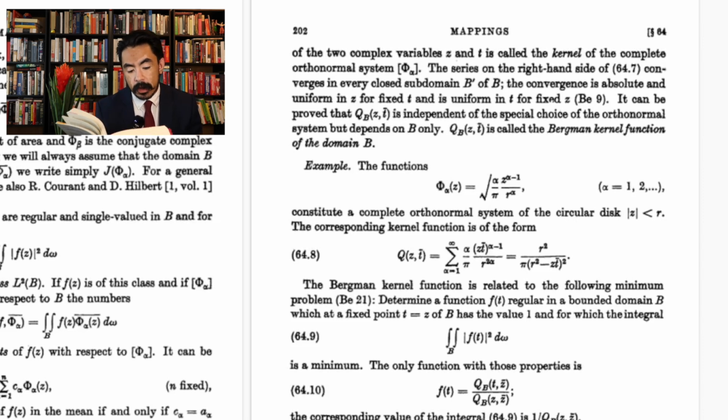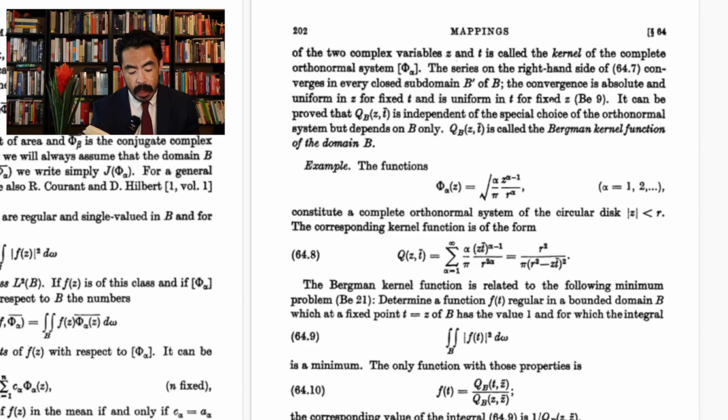It can be proved that Q_B(z, t̄) is independent of the special choice of the orthonormal system, but depends on the domain B only. Q_B(z, t̄) is called the Bergman kernel function of the domain B. And now we have an example.